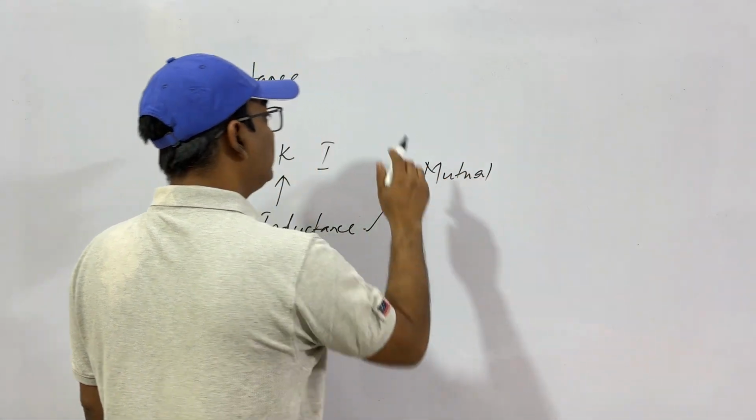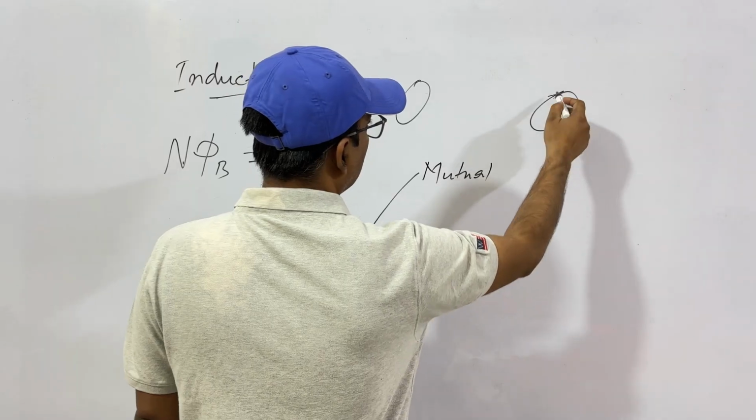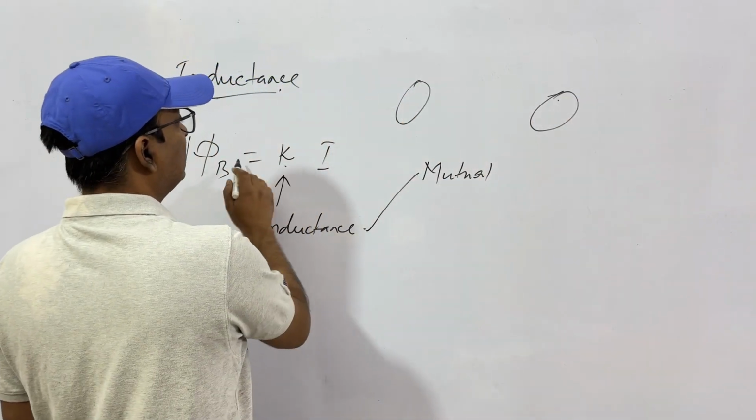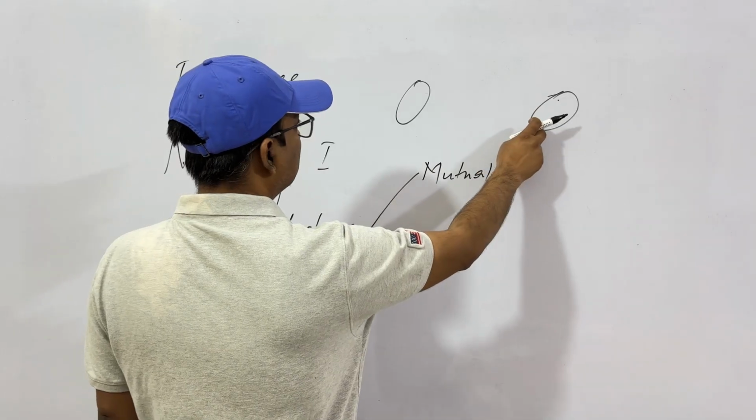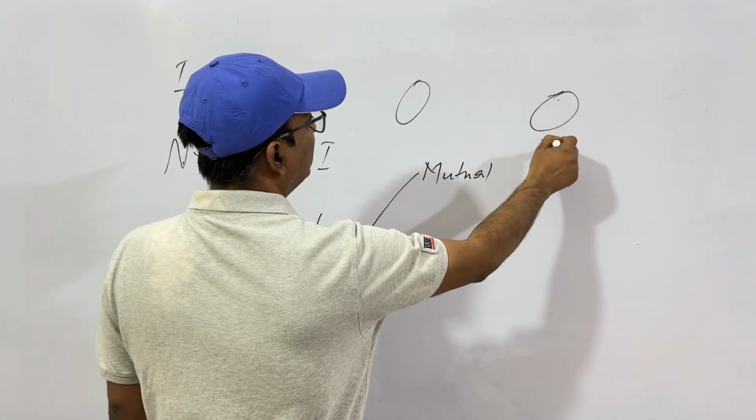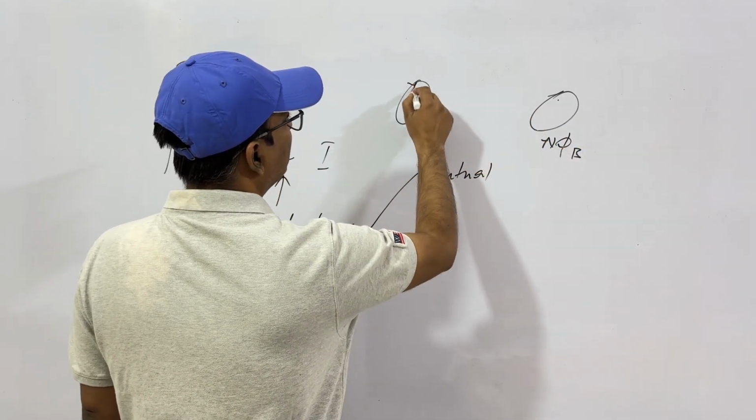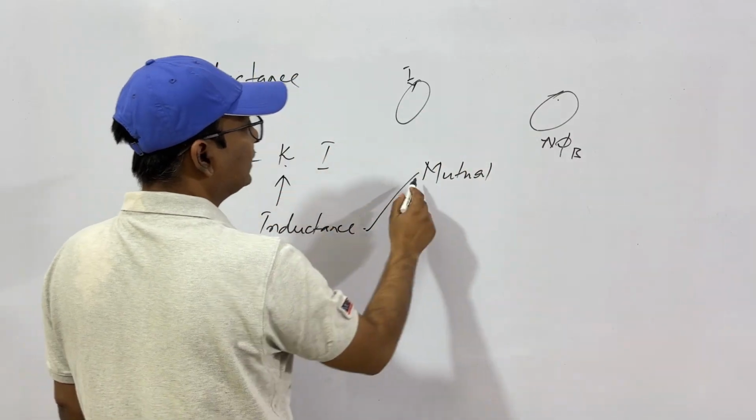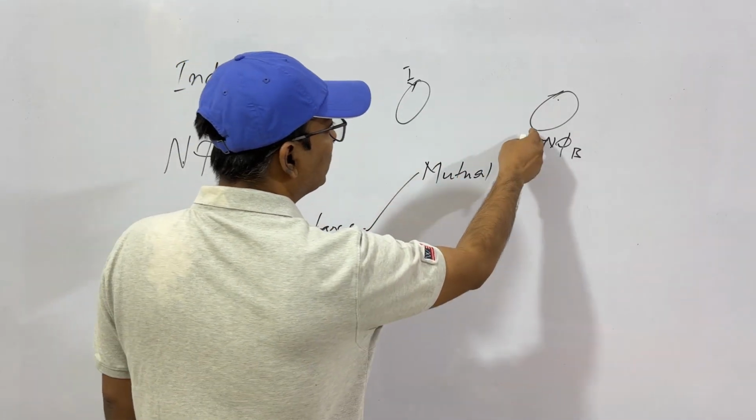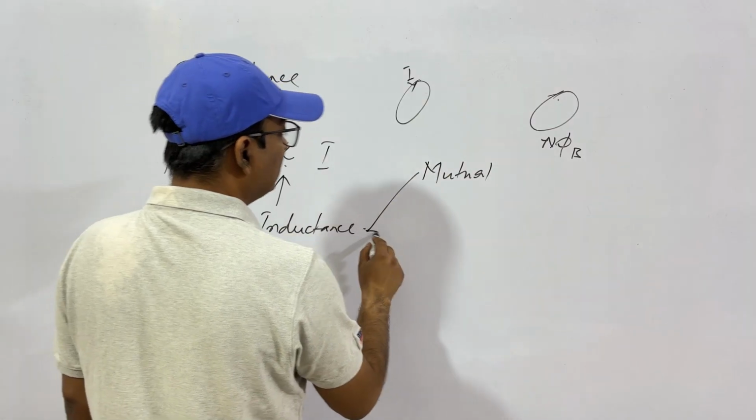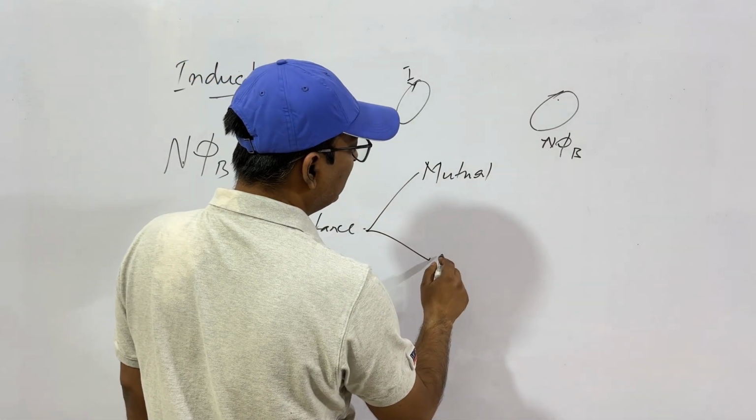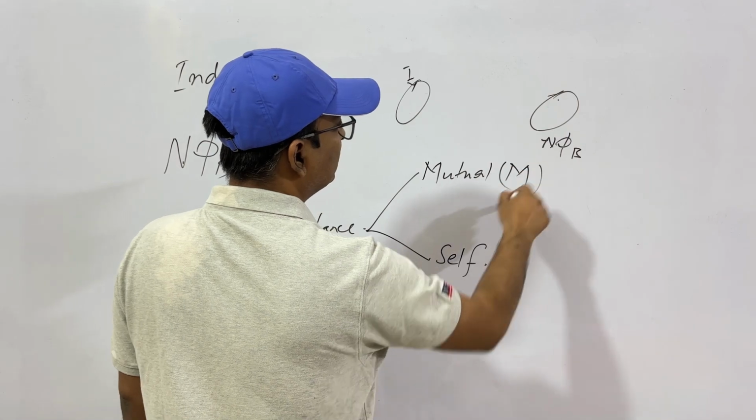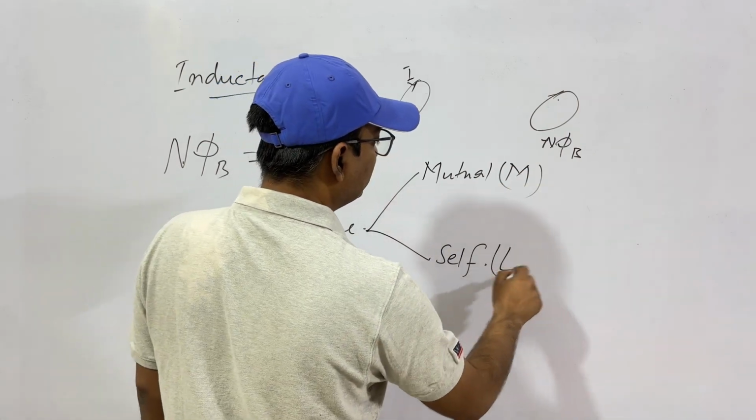That is, if you have two coils, the first coil and the second coil, if there is a current in one, because of this you have N phi b, and because of this you have current I induced here, then this proportionality constant is mutual inductance. And another is self-inductance. We use the letter M for mutual inductance and L for self-inductance.